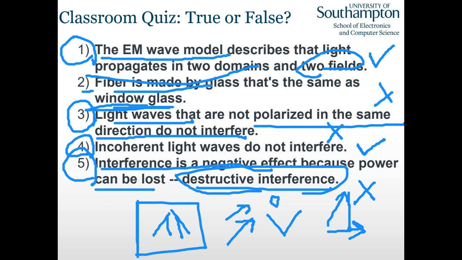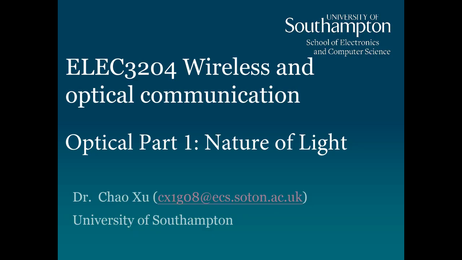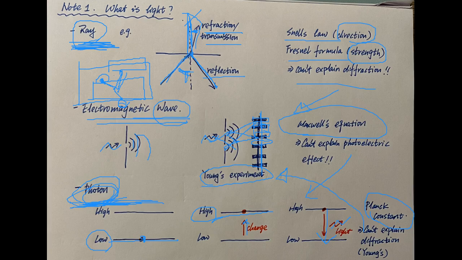For example, if we look at Young's experiment again, on the wall there will be dark strips and there will be light strips. On the dark strips, the power would be 0. The power is simply transferred to the light strips.